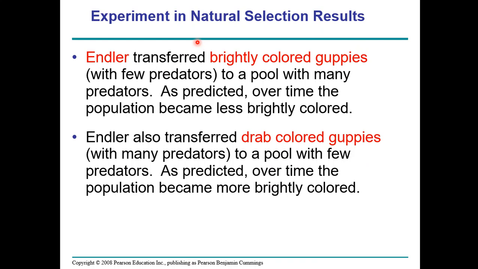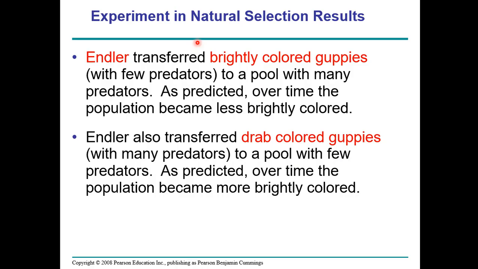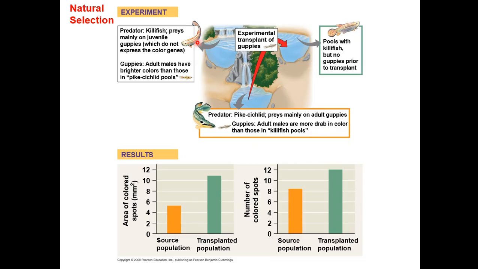Okay, so Endler transferred highly colored guppies with few predators to a pool with many predators. As predicted, over time, the guppies became less brightly colored. Okay, kasi syempre, they tend to be caught by predators. So Endler also transferred drab colored guppies with many predators to a pool with few predators. Pag sinabing drab colors, hindi siya brightly colored. As predicted, over time, the population became more brightly colored. So, yan. Okay? So, from here, nag-increase. Okay? So, after the transplantation.